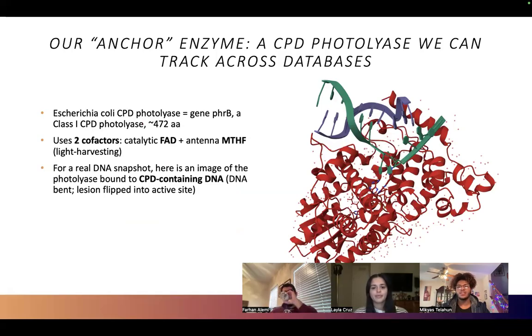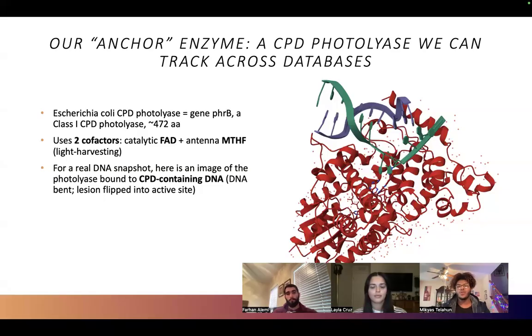CPD photolyase is our enzyme, which is found in E. coli. It is encoded in the gene PHRB and it is a class 1 CPD photolyase. And the amino acid length is about 472. We looked into a database, UniProt, to find that this protein binds to two important cofactors, one being the catalytic chromophore FAD, and the other being the light harvesting antenna MTHF.